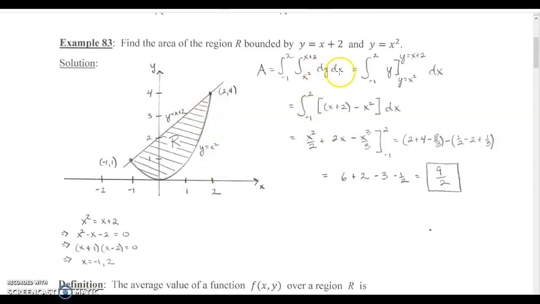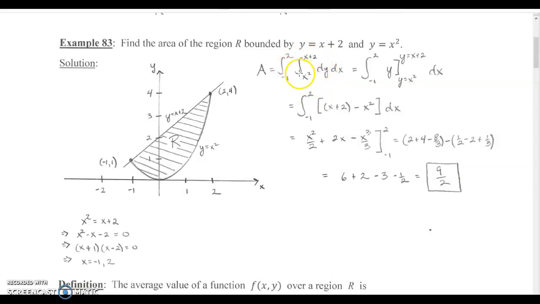I'll set it up as dy dx. So my outside integral goes from minus 1 to 2 with respect to x. And then the inside integral, as x is going from minus 1 to 2, y is going from the function x squared up to the function x plus 2. So you can set it up just like that.